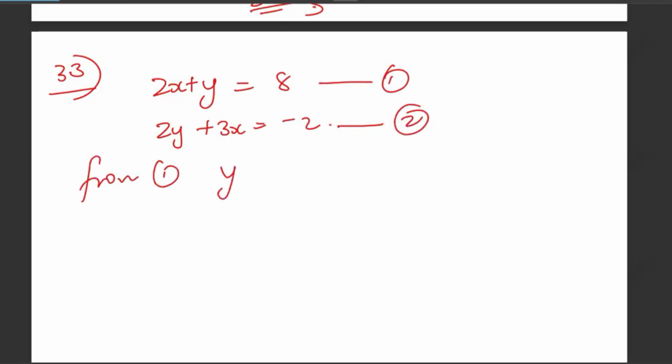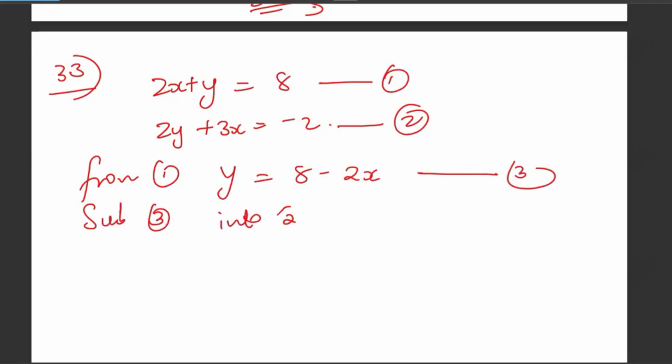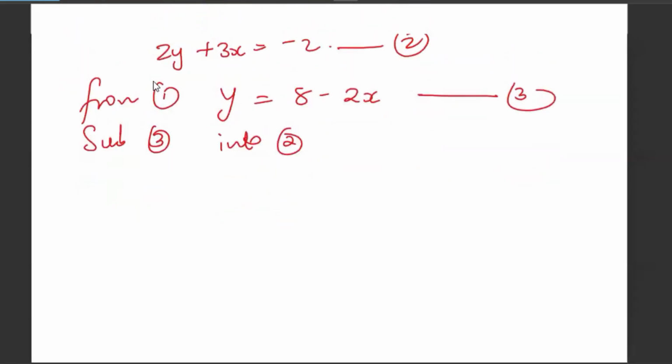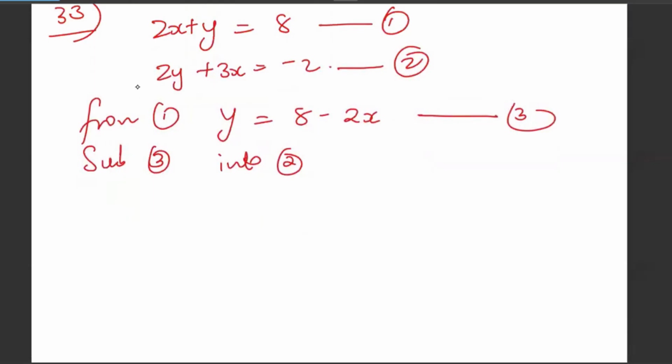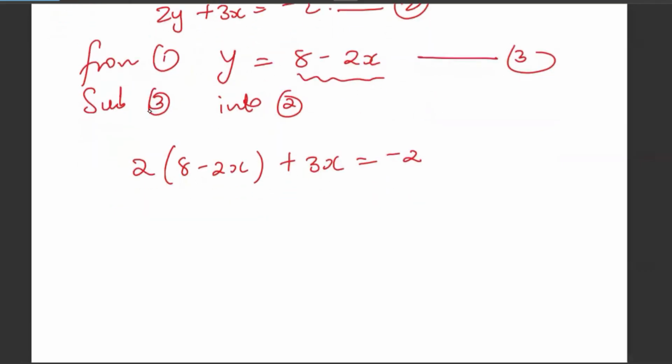I would say from equation 1, let me make y the subject. It's going to be 8 minus 2x. Call that equation 3. And then I'll substitute 3 into equation 2. Okay. Then if I do that, where there is y, I replace it with that. So it's going to be 2 into 8 minus 2x plus 3x is negative 2. We open up. So 2 times 8, that's 16. 2 by 2x, that's going to be 4x. Plus 3x is negative 2.